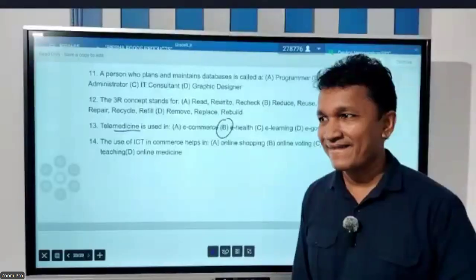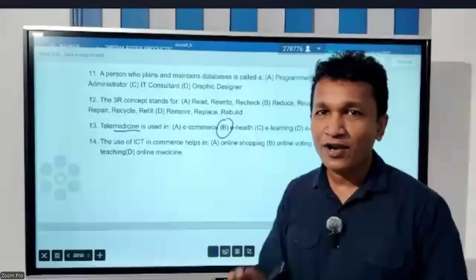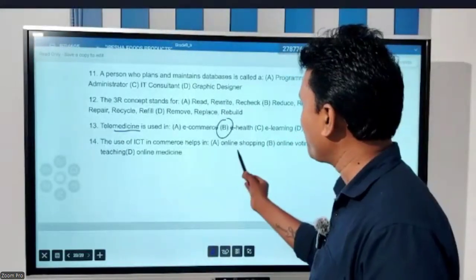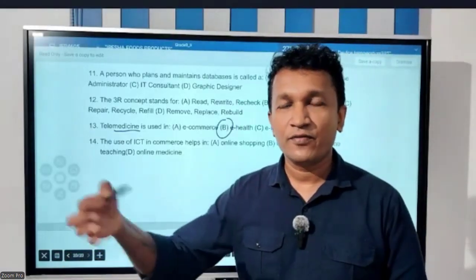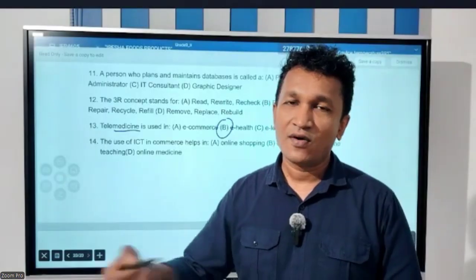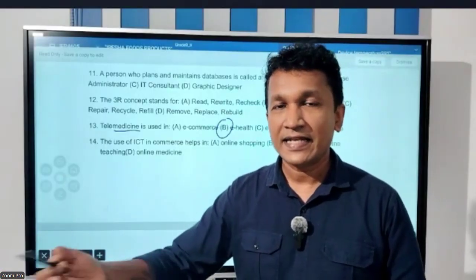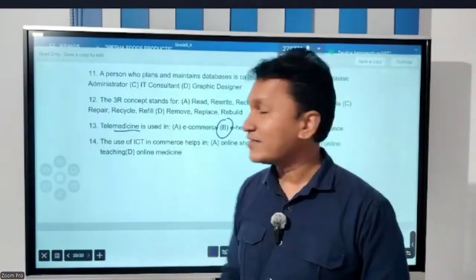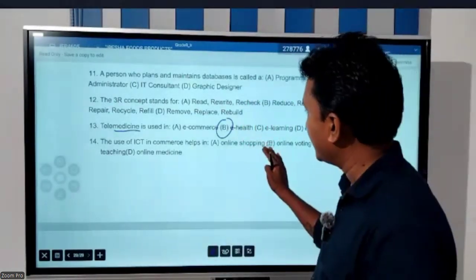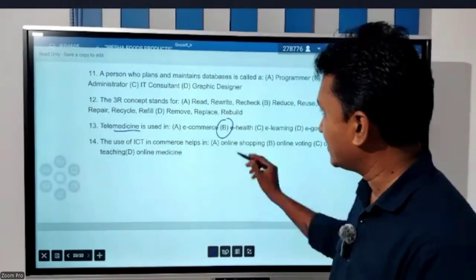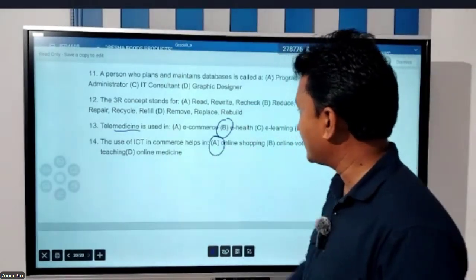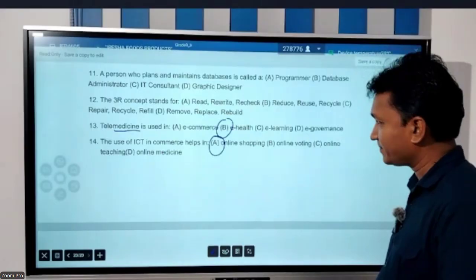Online shopping. Yes, very good. Online shopping. I told you, when we do an online transaction, we purchase something online, pay for something online, that is a transaction that belongs to commerce, e-commerce. Therefore, the answer is online shopping.